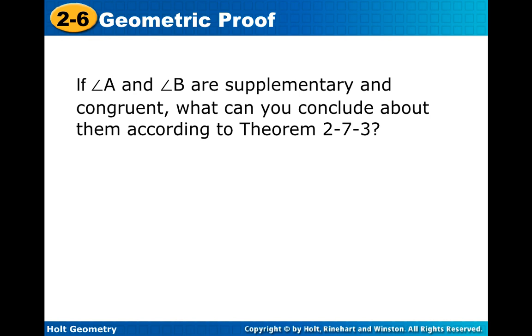So here's an example for Theorem 273. Do you have what the hypothesis requires? And if so, what does the conclusion tell you? Angle A and B are right angles. Doesn't tell you that they're 90, doesn't tell you that they're congruent. It tells you that they are right angles. Look at the wording in the conclusion.